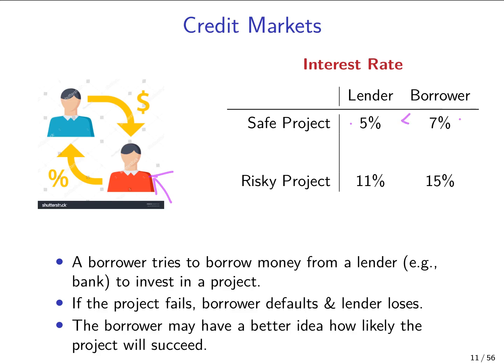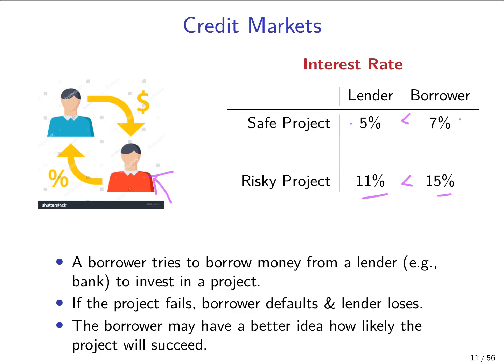On the other hand, there's another kind of borrower. They have risky projects, and with a risky project, the potential gain could be higher, but it's more likely that they will fail. If they fail, they would default, and then the lender could lose money, and for that, the lender would like a higher interest rate to compensate for that kind of risk and potential loss. But again, the interest rate demanded by the lender is less than the interest rate the borrower is willing to pay. So that could, again, be a mutually beneficial trade.